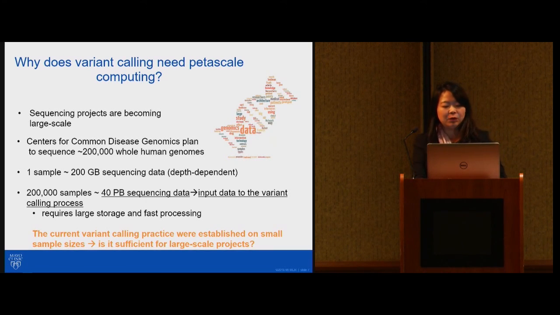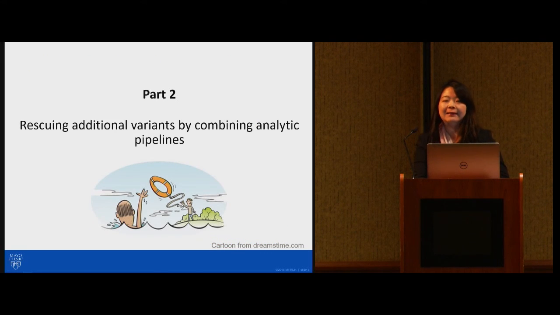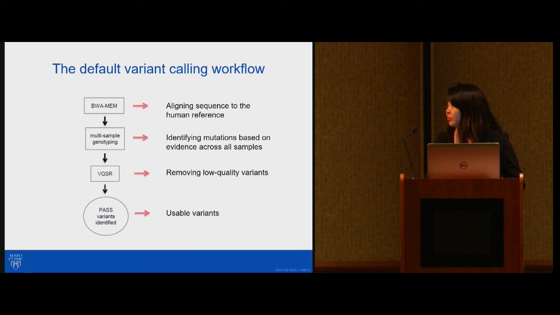And this brings up the question. The current variant calling practice was established about 10 years ago based on small sample sizes. But is it still sufficient in today's large-scale projects? And that is a question our study tries to answer. And here I want to tell you of our research, rescuing additional variants by combining analytic pipelines.